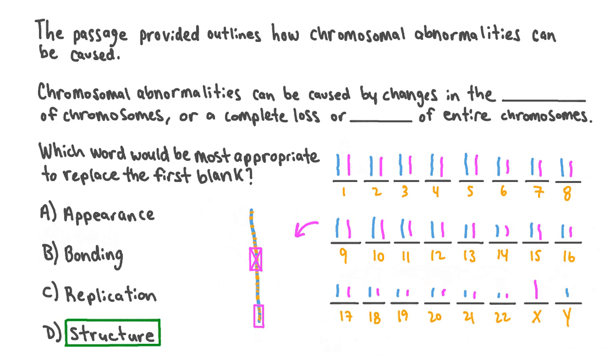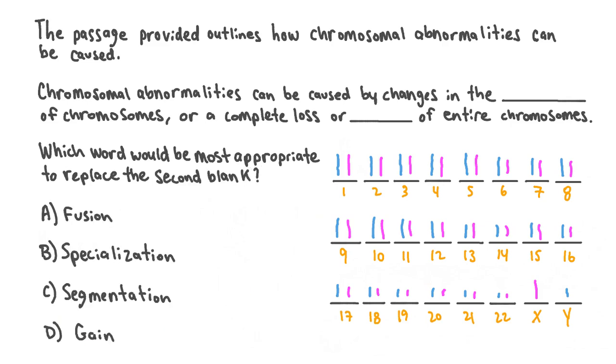Now let's look at the second part of this question. Which word would be most appropriate to replace the second blank? A. Fusion, B. Specialization, C. Segmentation, or D. Gain. Besides structural changes in a chromosome, entire chromosomes can be missing or duplicated.